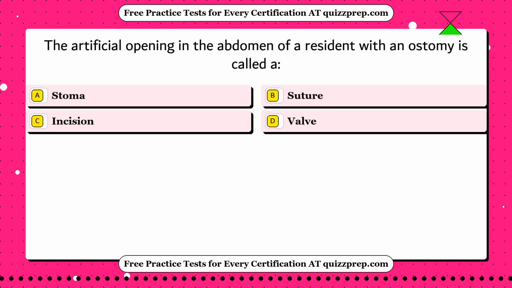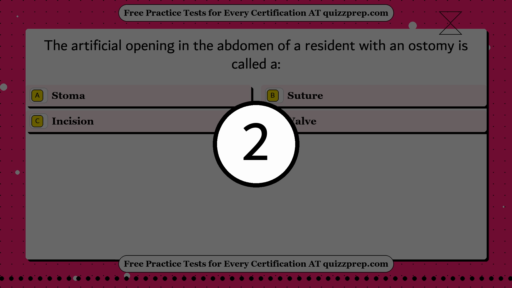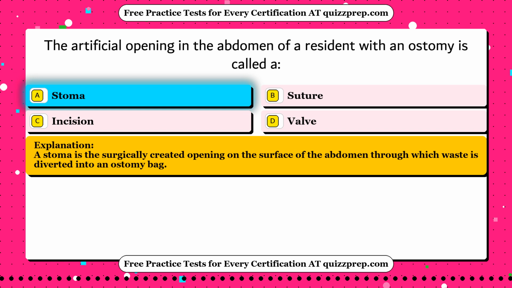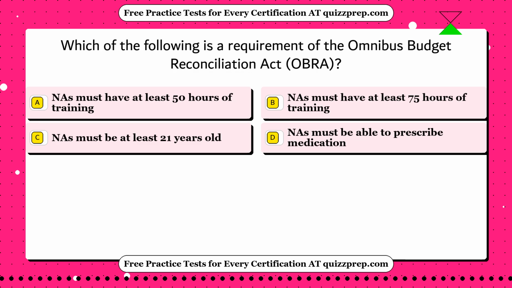Question 80. The artificial opening in the abdomen of a resident with an ostomy is called a: option A, stoma, option B, suture, option C, incision, option D, valve. The correct answer is option A, stoma. A stoma is the surgically created opening on the surface of the abdomen through which waste is diverted into an ostomy bag.